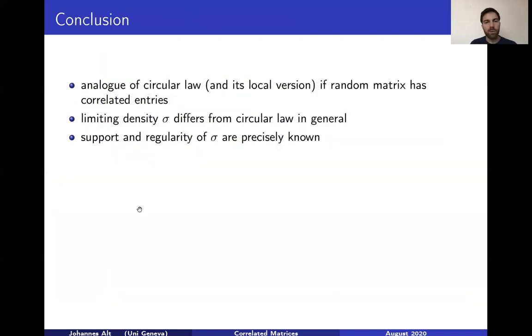So then I want to conclude and summarize the things I've presented to you in this talk. I've showed to you an analog of the circular law and its local version if the random matrix has correlated entries. Here we can allow for very general types and classes of correlations. They do not need to have any specific structure. We just need these correlations to decay with respect to some metric. In general, the limiting density sigma will differ from the circular law. However, we have a very good understanding of the support and regularity properties of sigma.